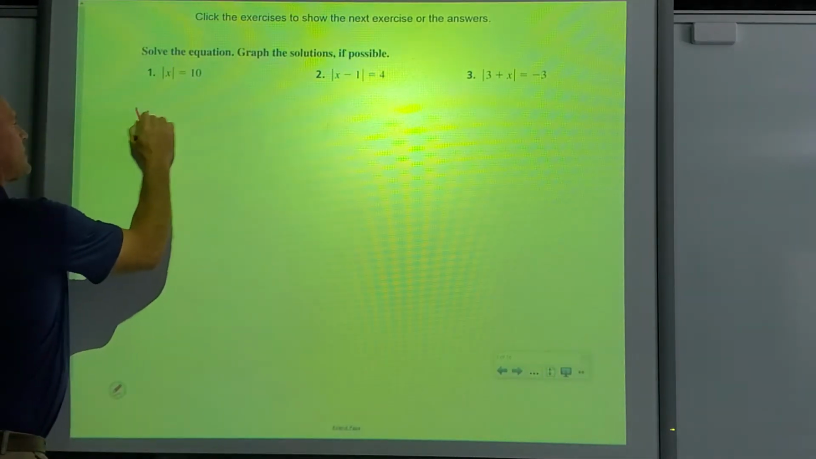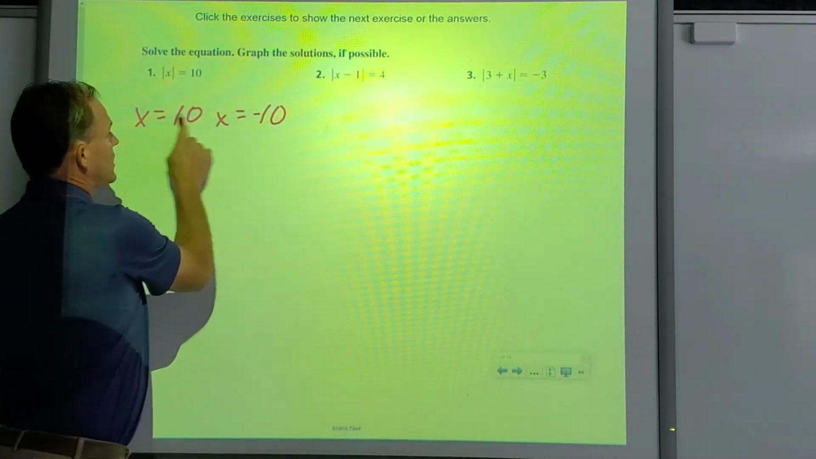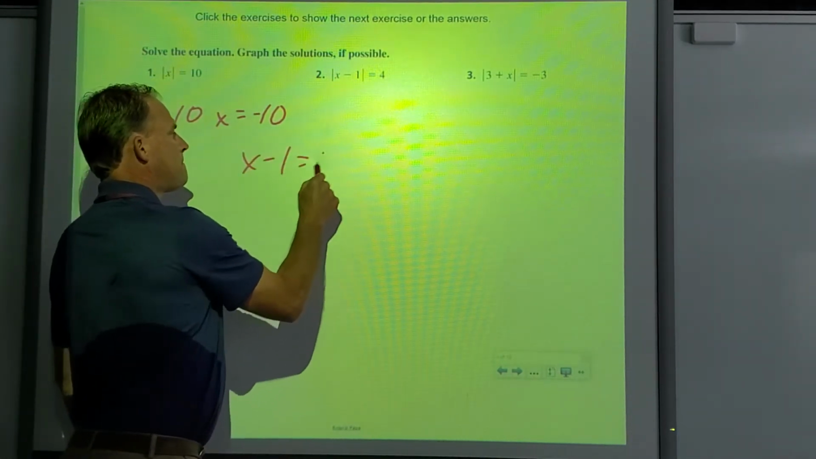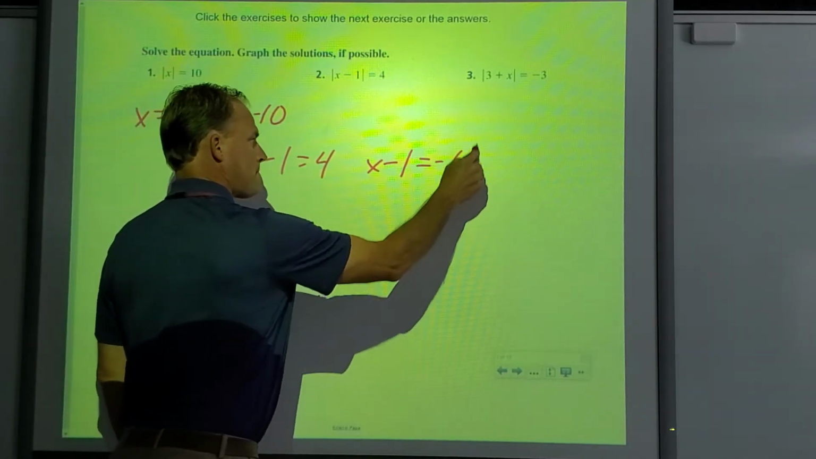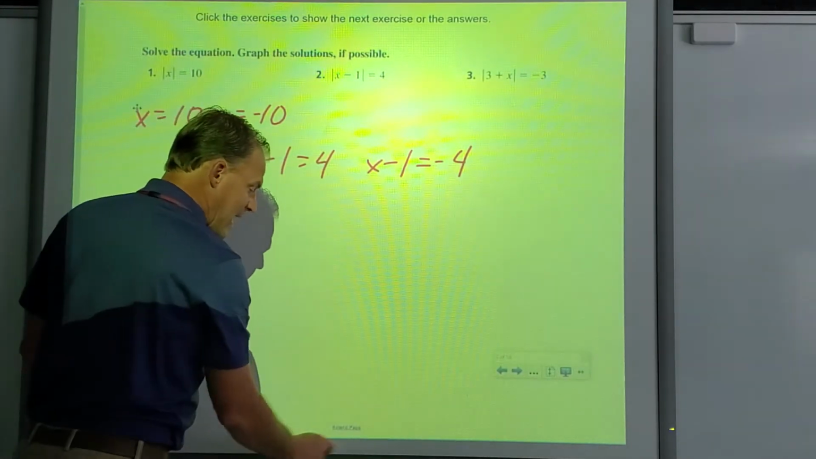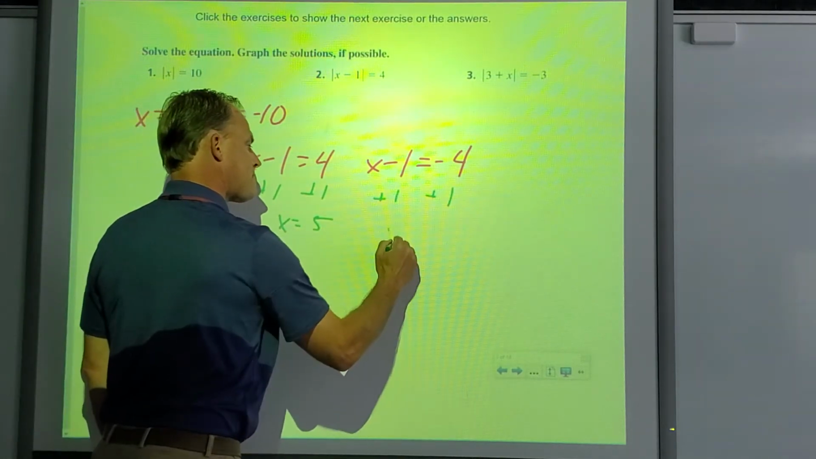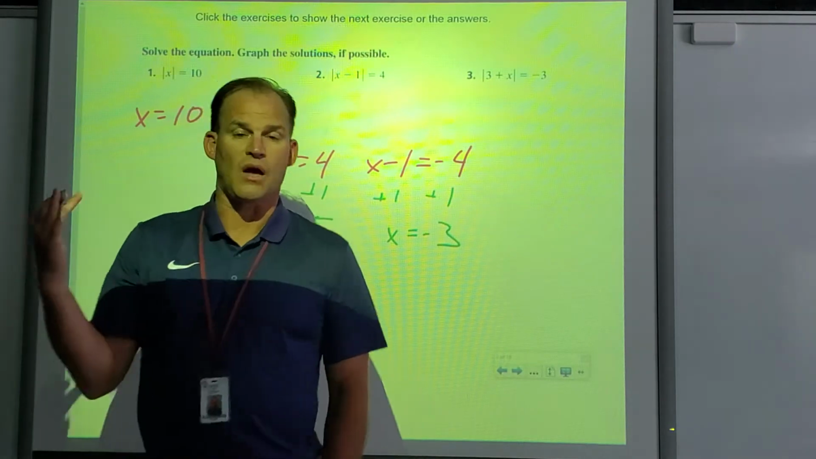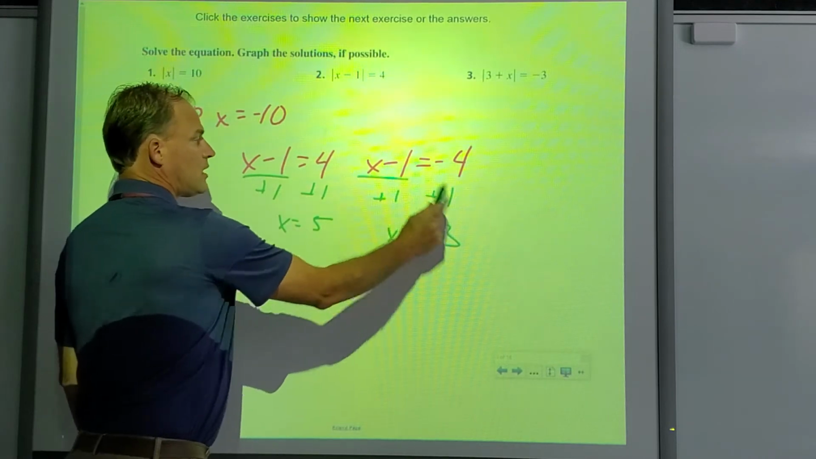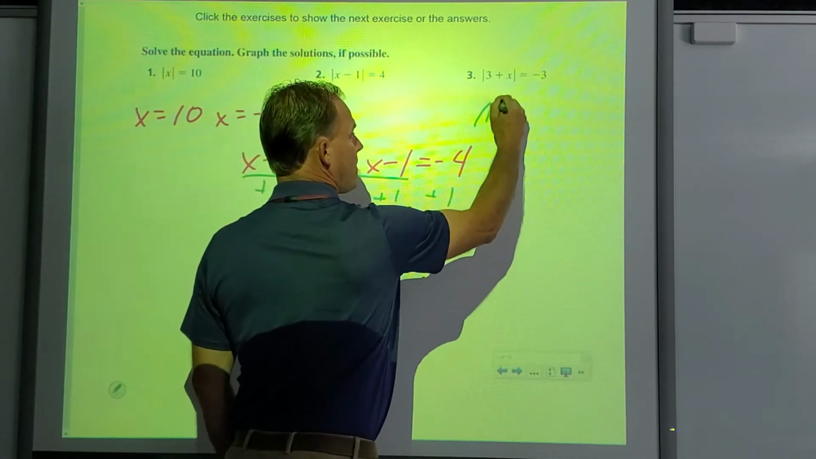So, you just have x equals 10, x equals negative 10. Follow the same rules. Take what's in the absolute value, set it equal to one of each. All right? So, set this one up. Absolute value equal to the number, absolute value equal to the opposite, and solve both equations. Set each one up, solve the equation. Notice the stuff inside the parentheses does not change. Number 3, absolute value equal to a negative.